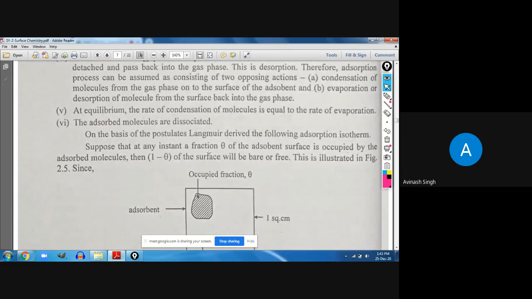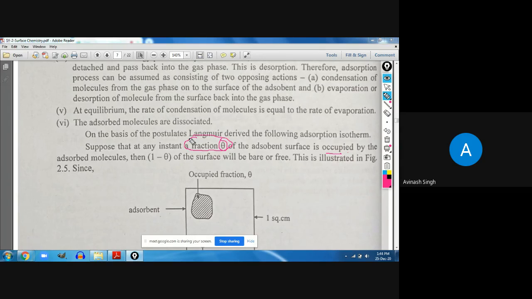देखिए, theta, let's assume at any given point of time, theta is the fraction of adsorbent surface which is occupied. So what is theta? Fraction of adsorbent which is occupied. What is the meaning of fraction of adsorbent?